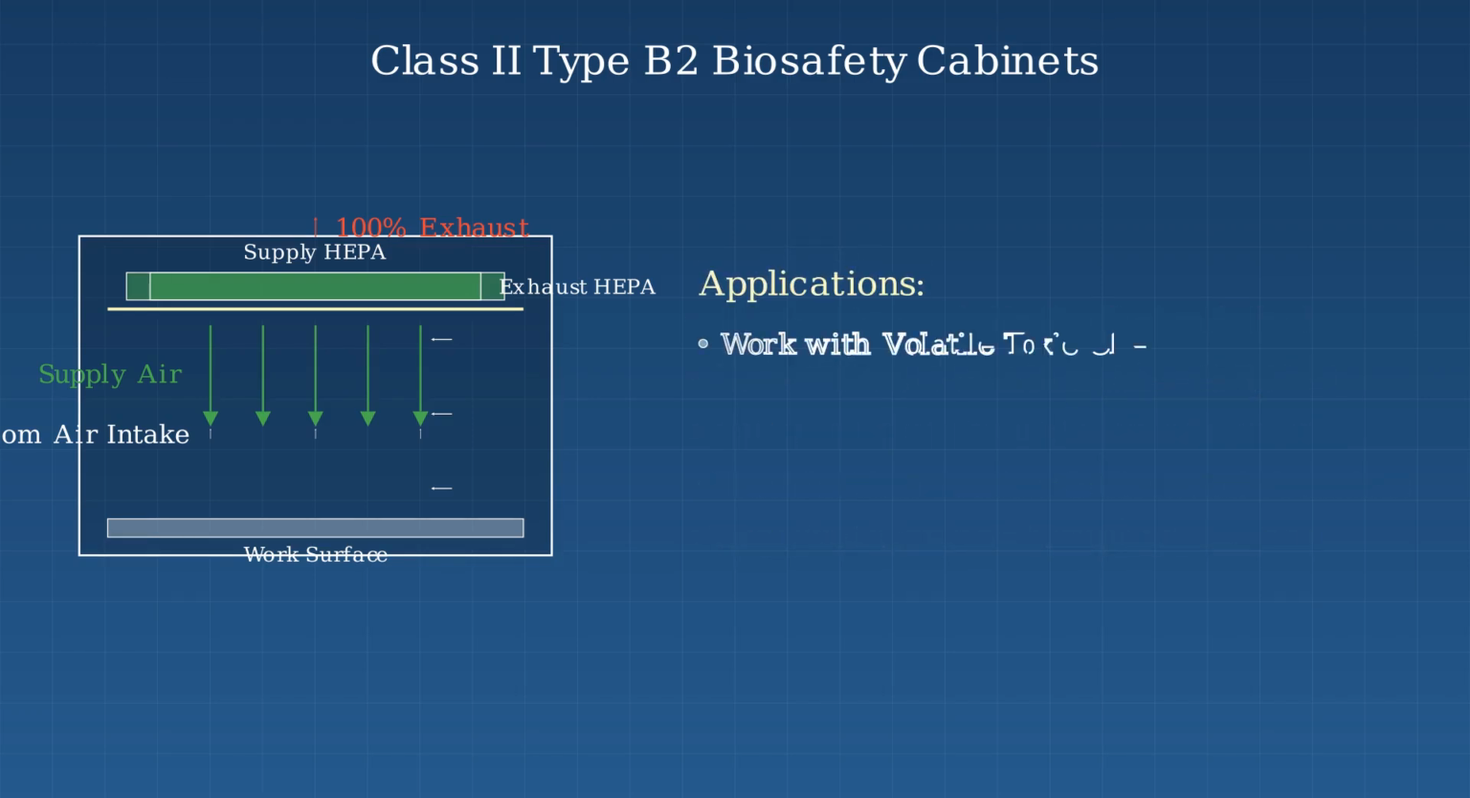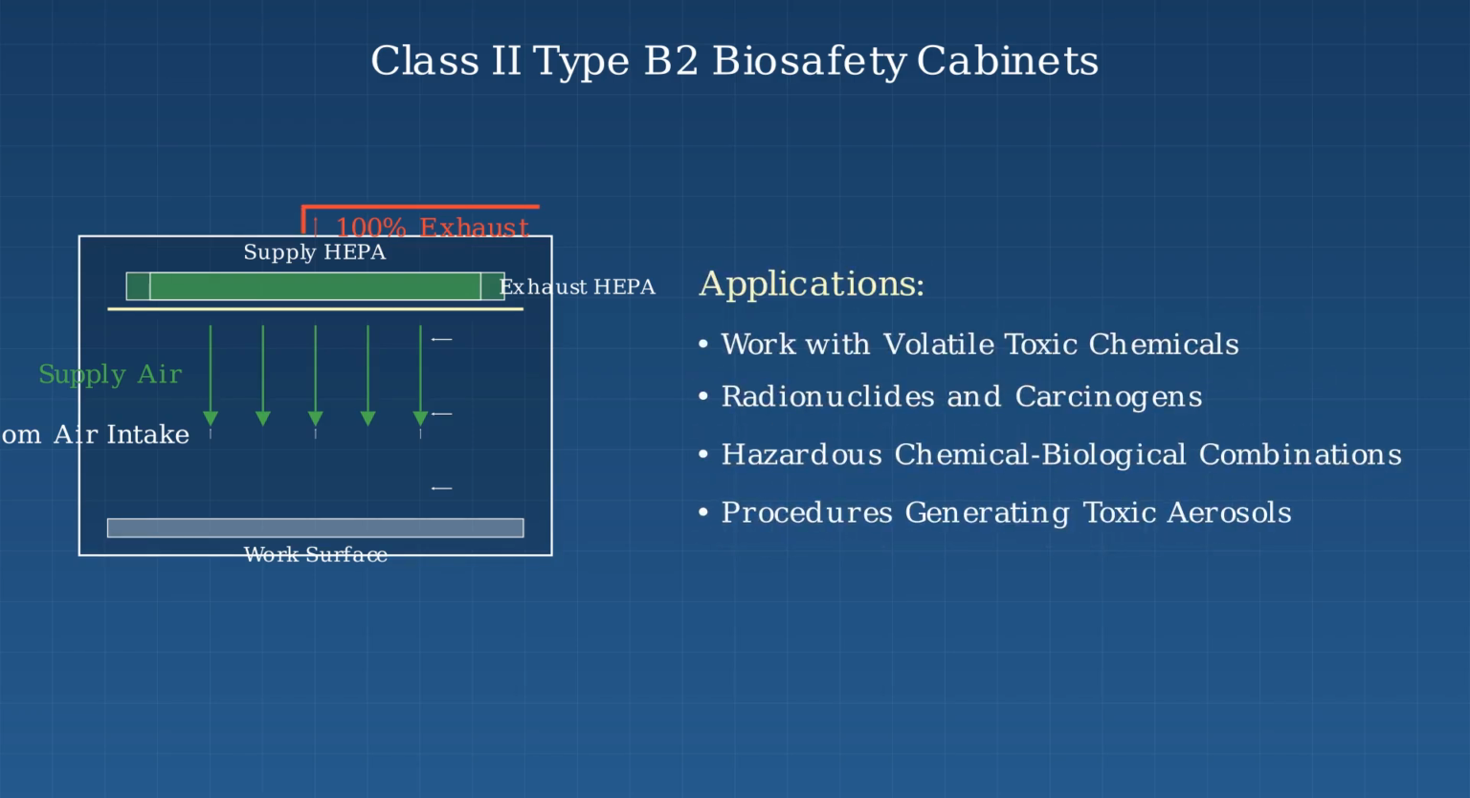Class 2B2 cabinets are specially designed for work involving volatile toxic chemicals and radionuclides. Their total exhaust design safely removes chemical vapors and fumes that would otherwise recirculate in other cabinet types, potentially damaging filters or re-entering the laboratory.